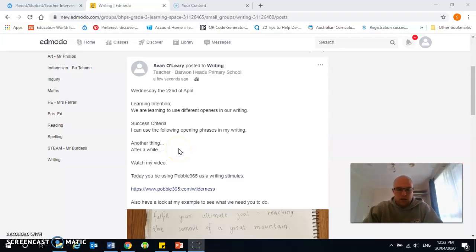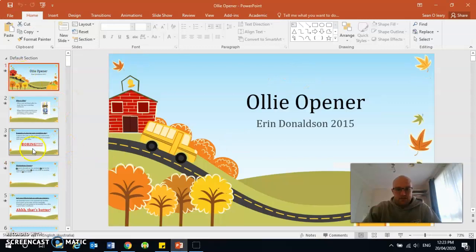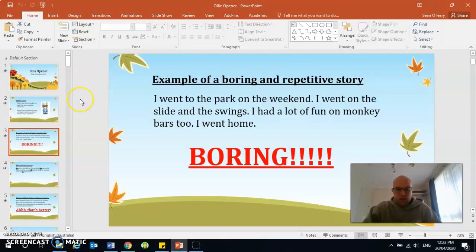Now, I'm going to show you why it's really important to use different openers, okay? I'm going to bring up a PowerPoint here. You guys don't have access to the PowerPoint, but you don't really need it. So, we're going to start with looking at a paragraph. Now this paragraph, as you'll see in a moment, has something that makes it a little bit repetitive, which means that it's the same thing over and over. So I'll read this paragraph to you.